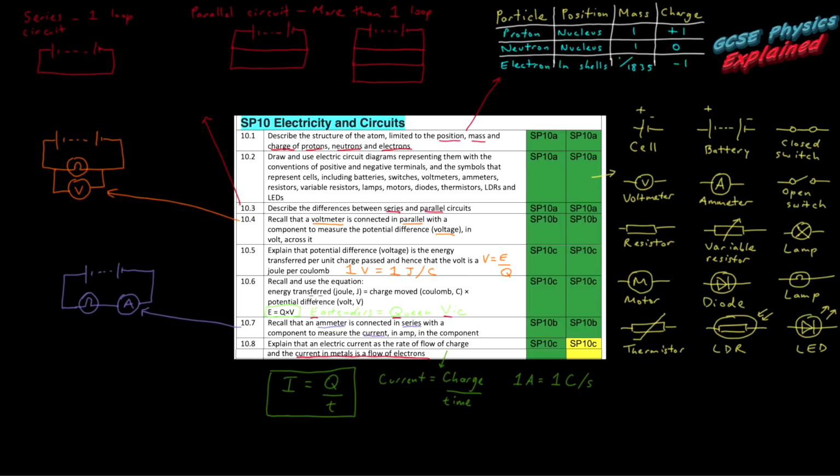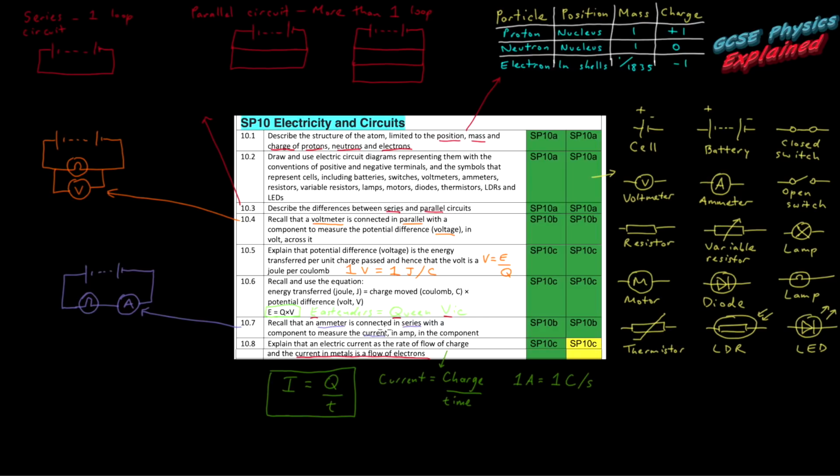Recall and use the equation energy equals charge times voltage. In other words, E = QV, or EastEnders is the Queen Vic. That's how I like to remember it. If you're in England and you've watched the programme EastEnders, the main pub is the Queen Vic.